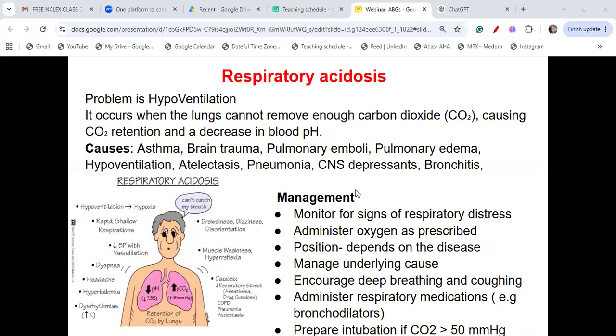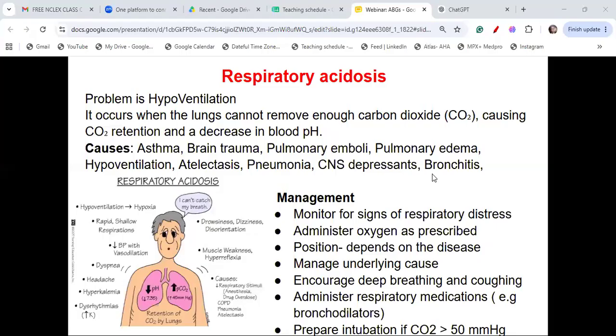And then part of the treatment also entails administering oxygen as prescribed. Positioning depends on the condition. You manage the underlying cause. So I've said it depends. If the client has pulmonary embolism, the management might be slightly different from someone who has pulmonary edema or someone who has pneumonia. So you manage the underlying cause.